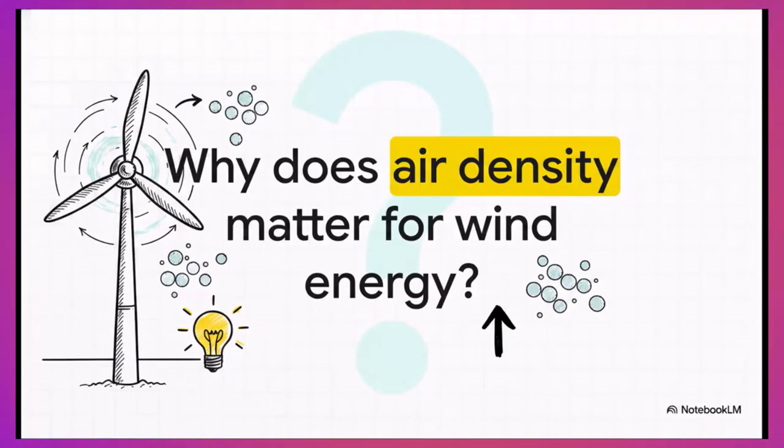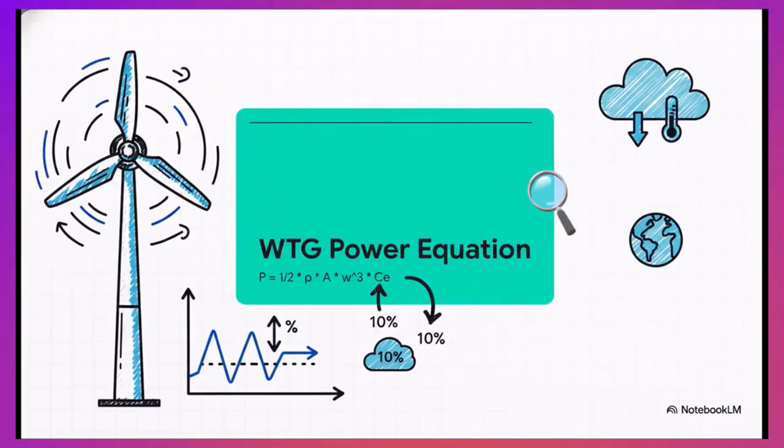So it's easy to look at a wind turbine and think only about wind speed, right? But we really have to ask ourselves, what exactly is pushing those blades? Wind isn't just some invisible force. It's a moving fluid made up of gas molecules. So the denser the air, the more molecules are physically hitting the turbine blades every single second. More molecules mean more mass, and more mass means more kinetic energy to transfer straight into the electrical grid. Now look at this power equation.